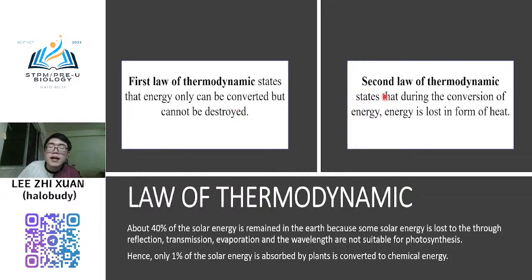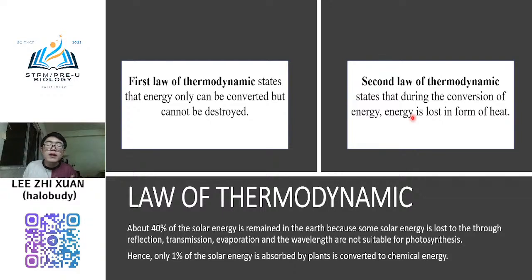Next is the second law. The second law states that when converting energy, some will be lost in the form of heat. Meaning that when some energy is converted, like light energy to chemical energy, during this conversion there will be energy loss. One of the famous examples is photosynthesis. Photosynthesis is from light energy to chemical energy, right?